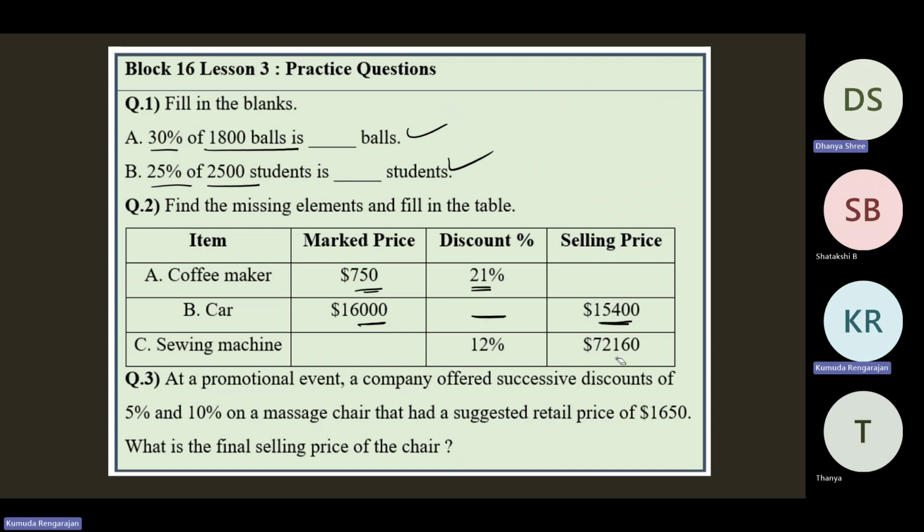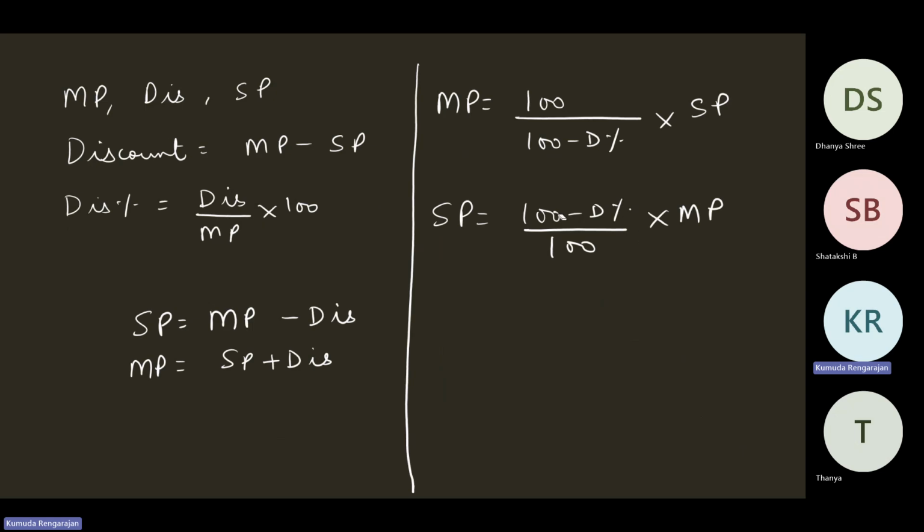In the third case, selling price and discount percent is given. You'll have to find the mark price. So you can use the formula here, this formula here.